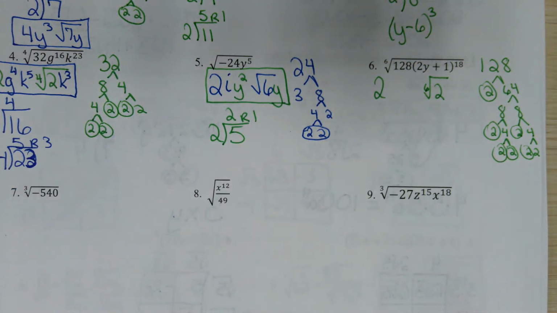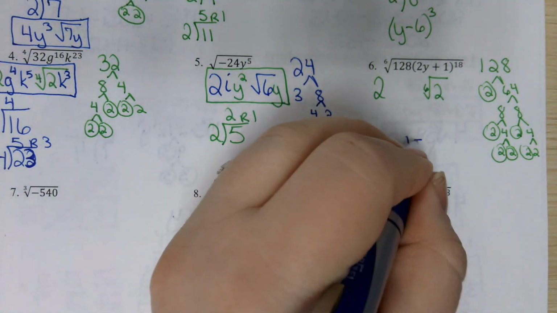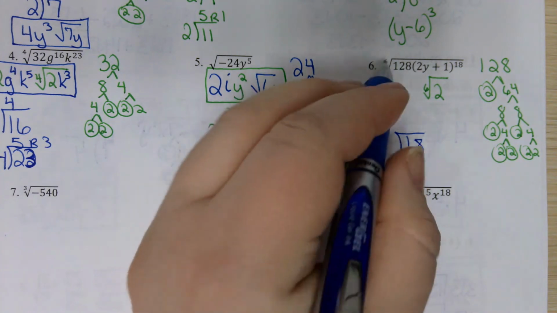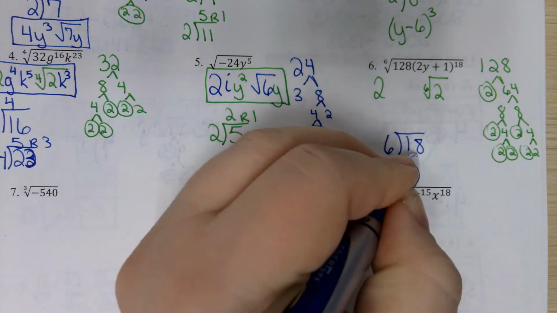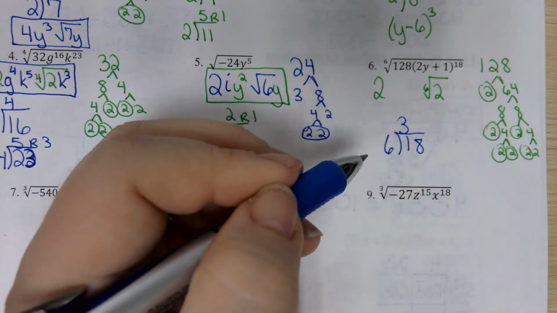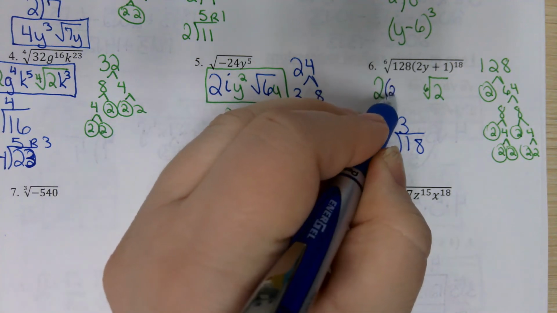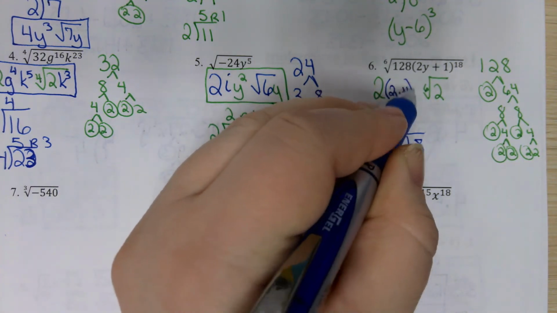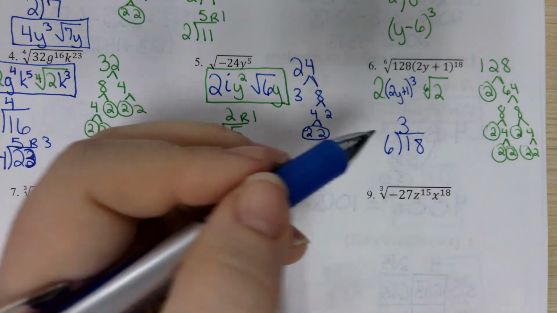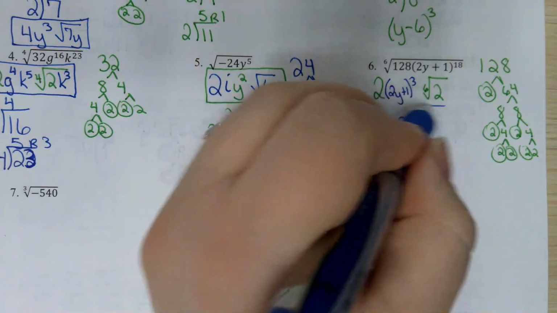I see an exponent of 18 divided by the index of 6 goes in a total of 3 times with no remainder. So 2y plus 1 to the third power will come out with no remainder inside.